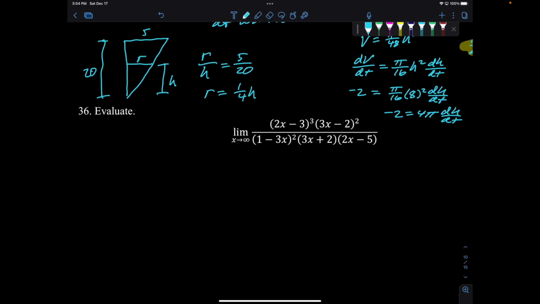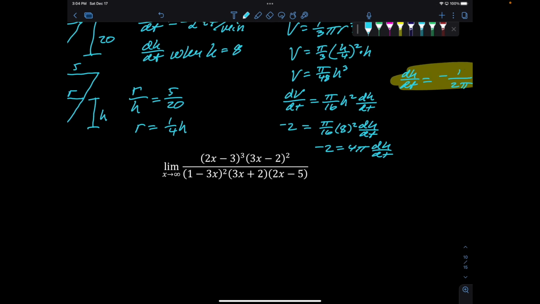We want to evaluate the limit as x approaches infinity of (2x minus 3) cubed times (3x minus 2) squared. So I look at that and I think overall the numerator is to the 5th degree. And then in the denominator I have 1 minus 3x squared, 3x plus 2, and 2x minus 5. That's only the 4th degree, so this is a 5th degree polynomial over a 4th degree polynomial. As we go to infinity, this answer is going to be infinity. I think I messed up.